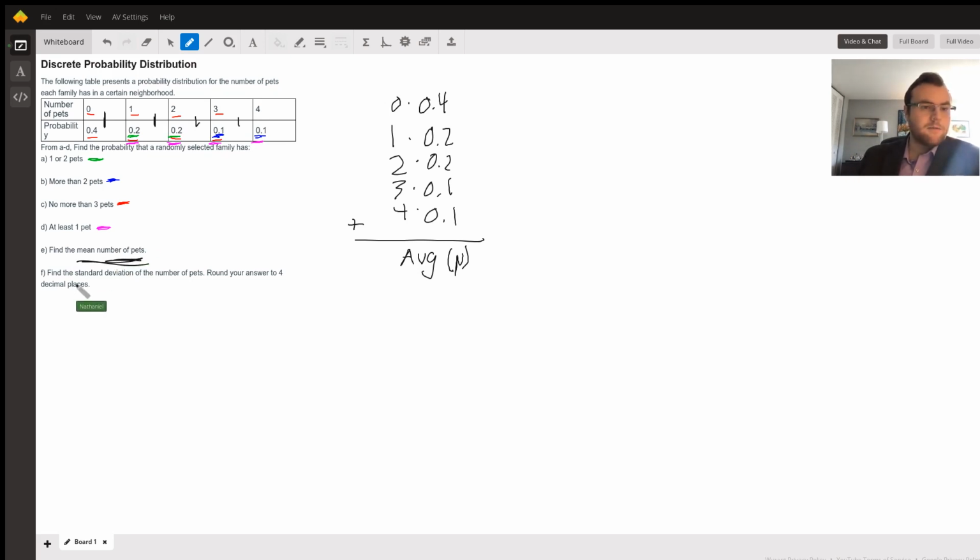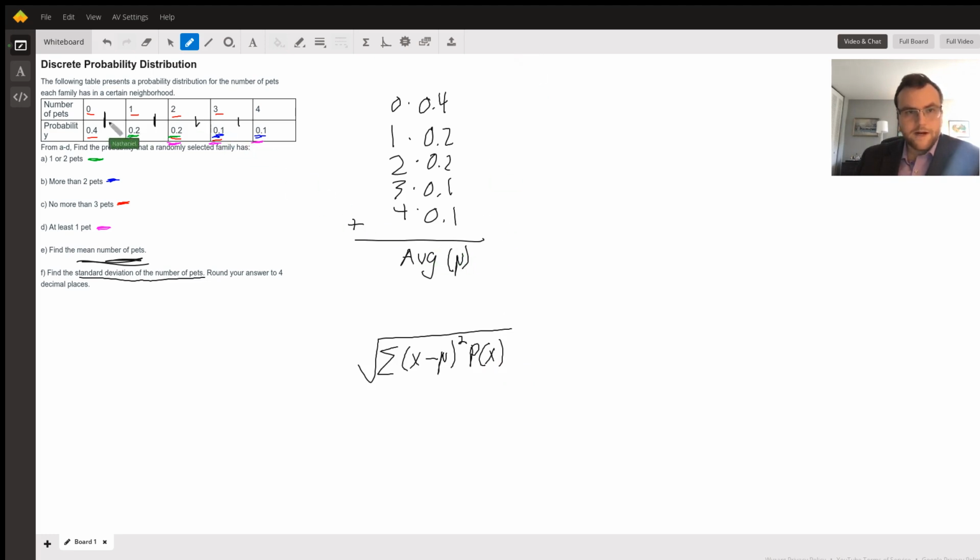Furthermore, now we want to find the standard deviation of the number of pets. So that equation is as follows. We take the square root of the sum of the distance between each individual value and the mean, squared, times the probability of it occurring.